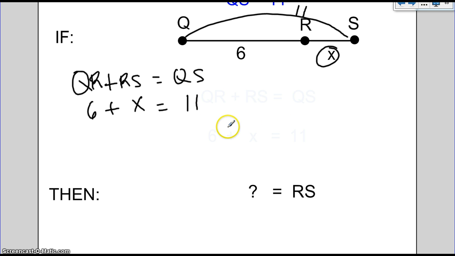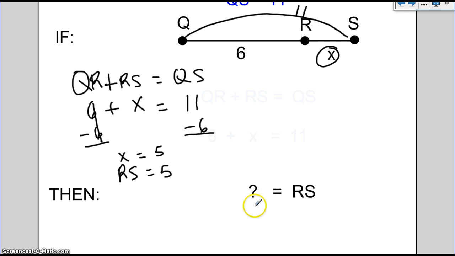Uh-oh. Now we have some algebra, right? So now I want to subtract 6 from both sides. That goes away. And I have X is equal to 11 minus 6 is 5. X was supposed to be the segment, which we identify it as RS, and that's equal to 5.